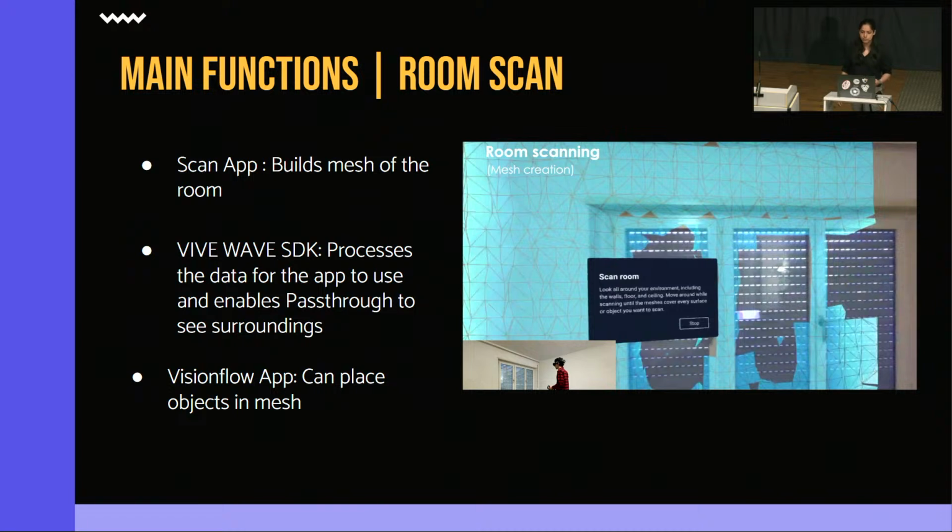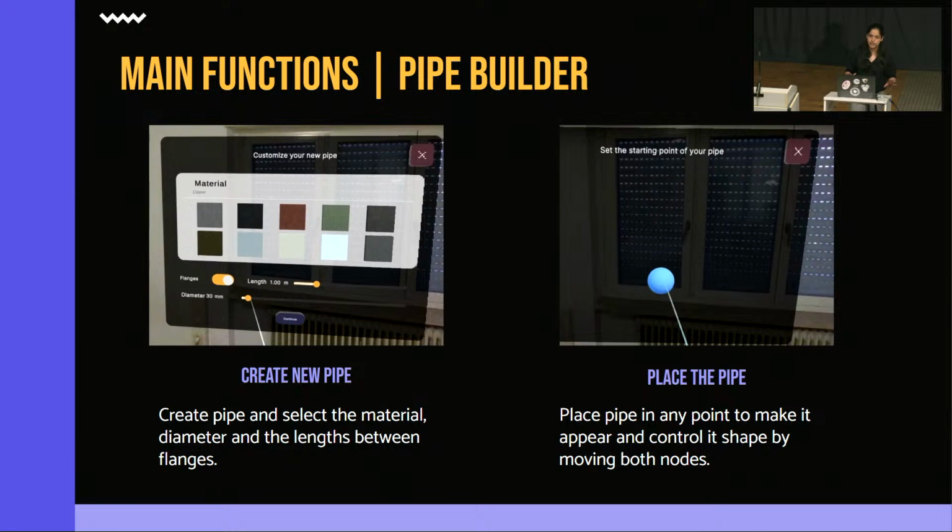These are some of the functions that we implemented. One of them was the room scan. When you first get into the room, you input that information into the app to later work on with your assets. This mesh allows the user to have control of the room, and from there on, you will have different menus that will help you develop these pipes. For example, here you can see how the new pipe menu looks, and also how the first stages of placing the pipe look.